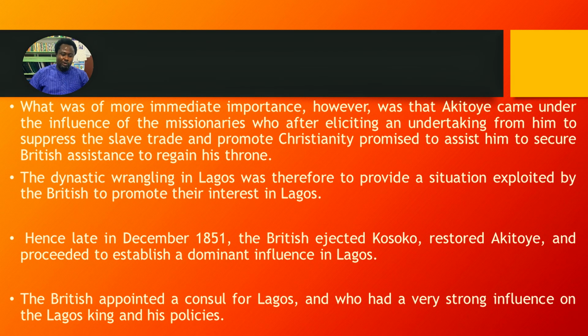Because they were already having issues with Kosoko, whose strategy and policies were against the interests of the British, and Kosoko wouldn't want to relinquish his interest in the slave trade, here was Akintoye in exile, who had gotten the support of the British in restoring him back to the throne.